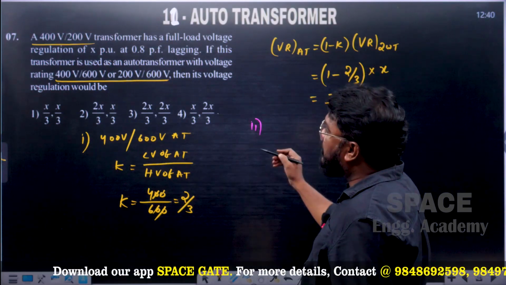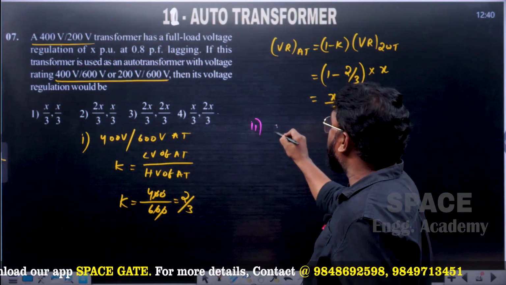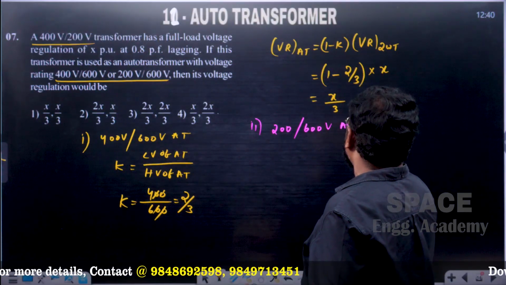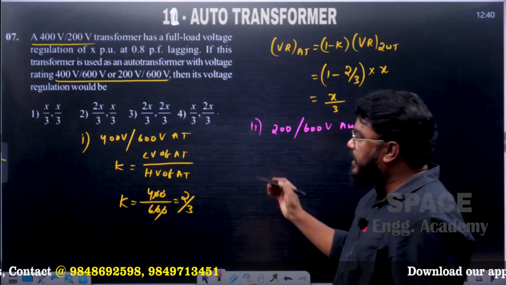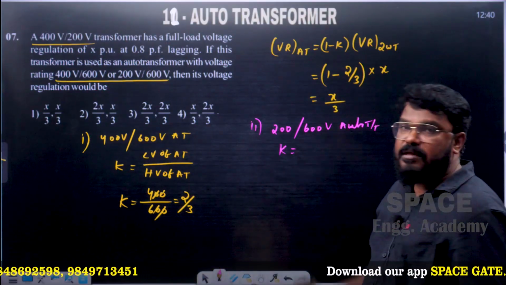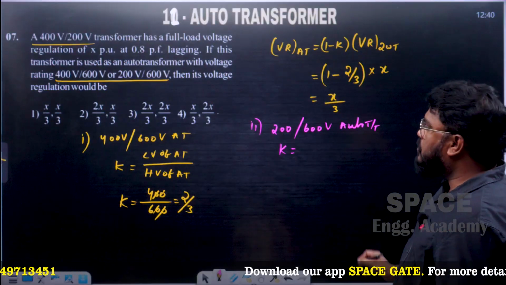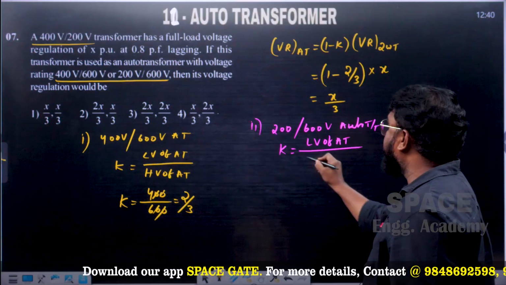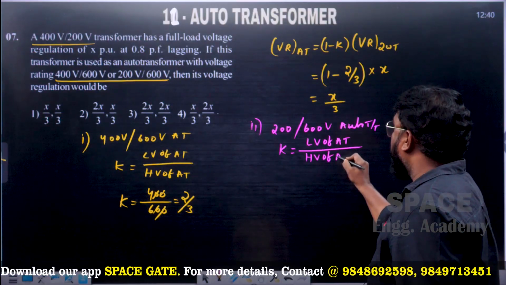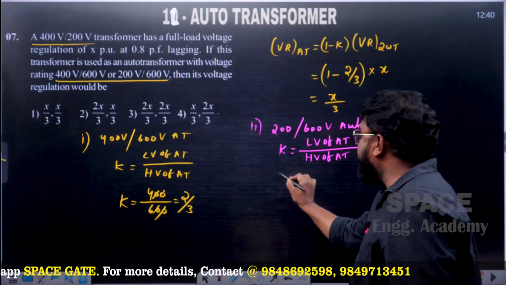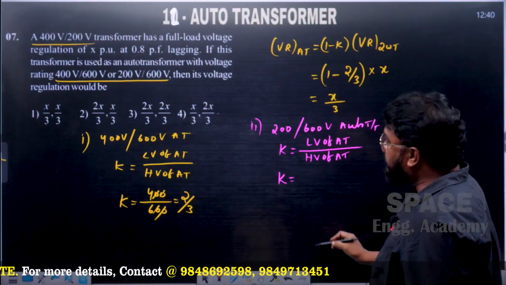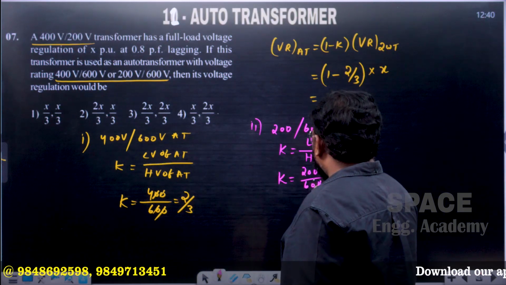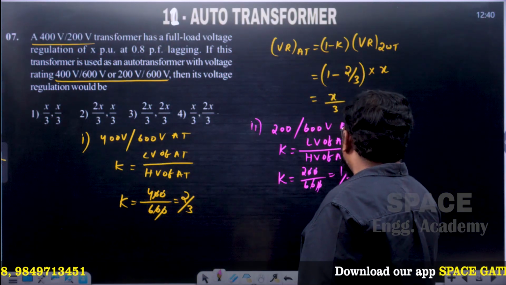Now the another voltage rating, 200 by 600 volts auto transformer we have. From this rating, let us calculate K, the transformation ratio of the auto transformer. That is equal to the low voltage of the auto transformer divided by the high voltage of the auto transformer. So K is equal to 200 divided by 600. This 0 is cancelled. It is equal to 1 by 3.